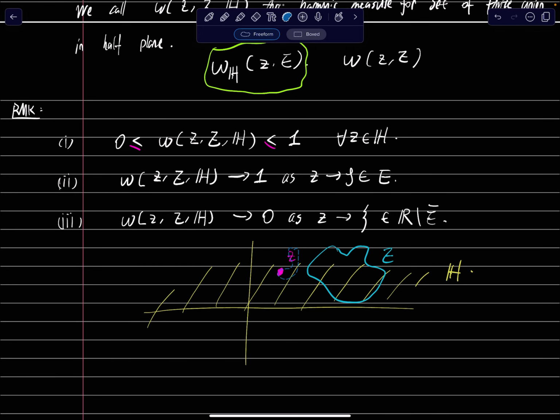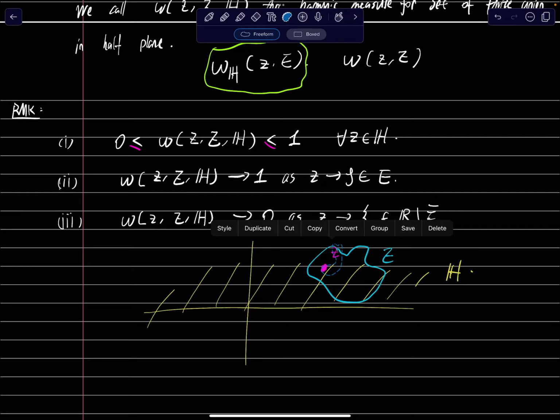So when this point z converges to some point in E, note that we do not consider the boundary points because E is not assumed to be closed. So when z converges inside, then the value converges to exactly 1.